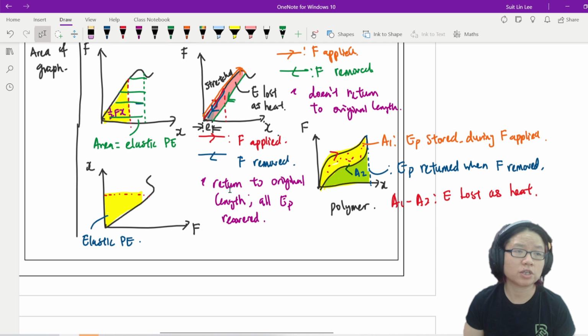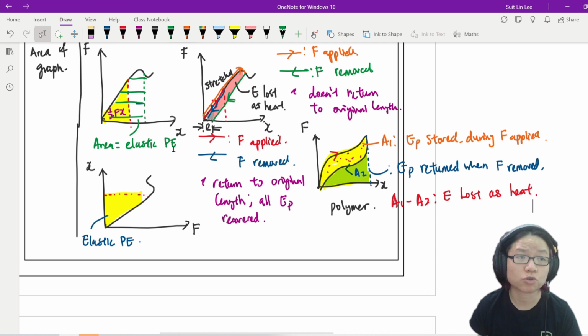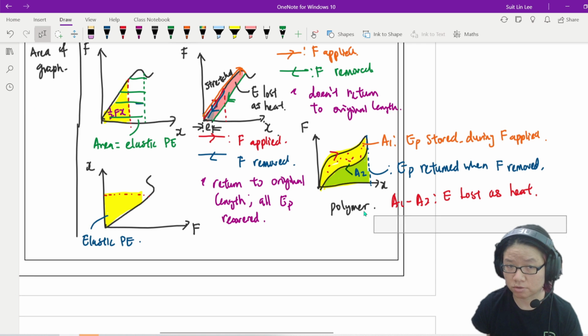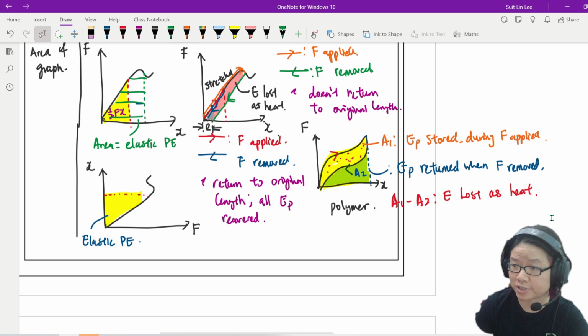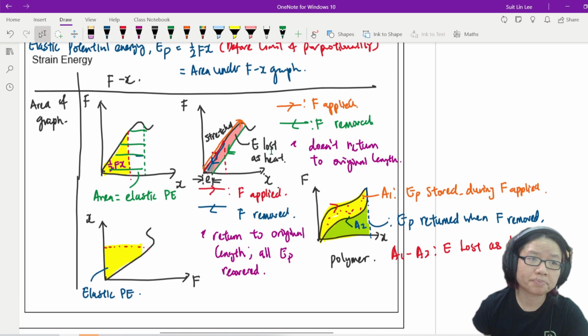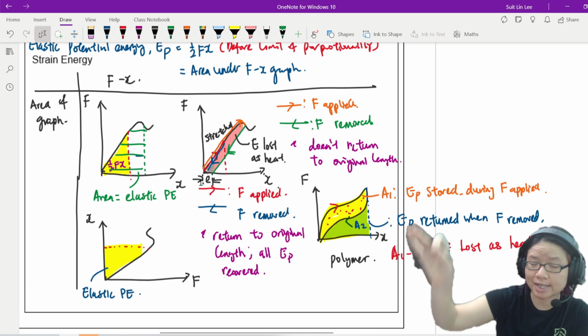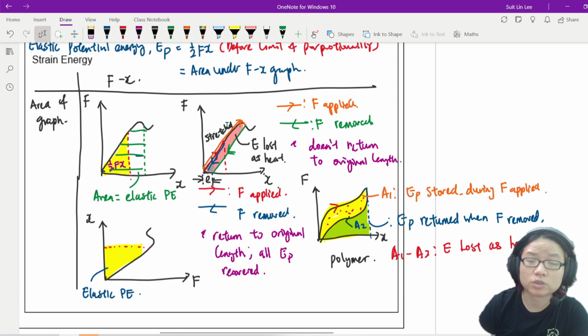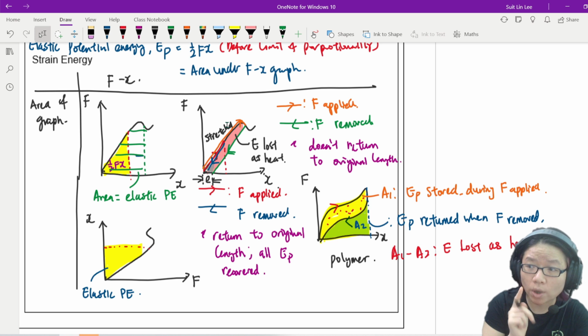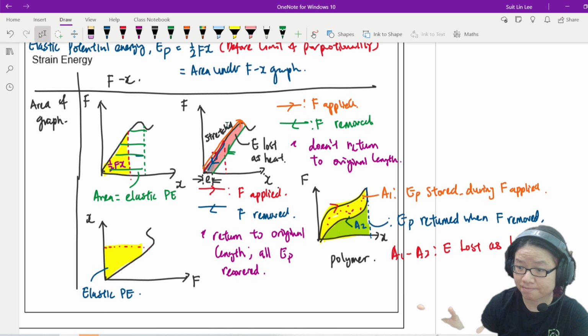Okay, so this is how you interpret energy, or the area under the graph, when you look at Fx. Fx is easy to tell. Hopefully you already know that the area under the graph will always represent energy. From here, we can know that if we stretch beyond the elastic limit, the area under the graph will tell us how much energy is lost in that process. But what about the stress-strain graph?